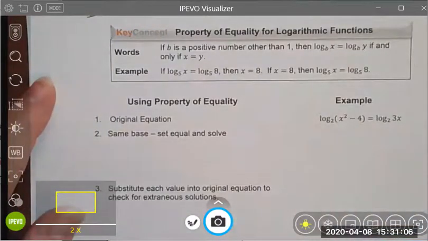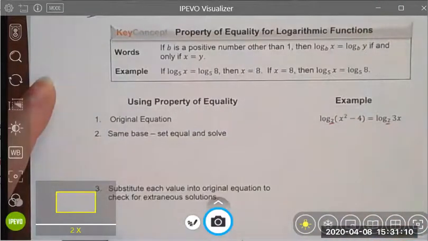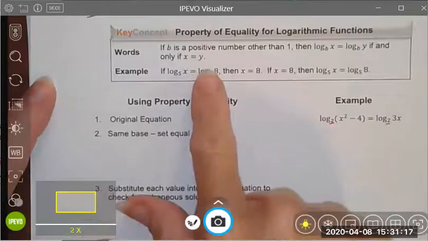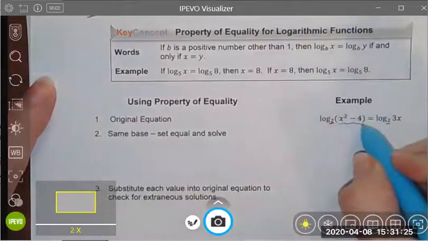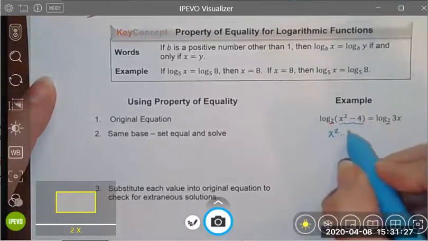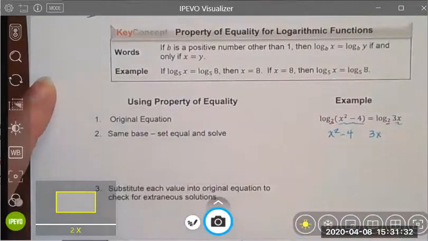So if I look at my original equation, the first thing I notice is they both have a base of 2. That allows me to use the property of equality for logarithmic functions. And this property tells me that whatever follows my log statement should be set equal to each other. So in this case, I'm going to say that x squared minus 4 is equal to 3x.